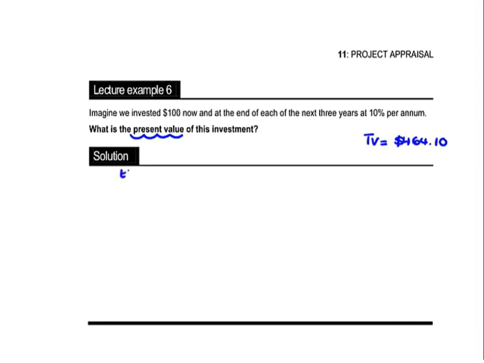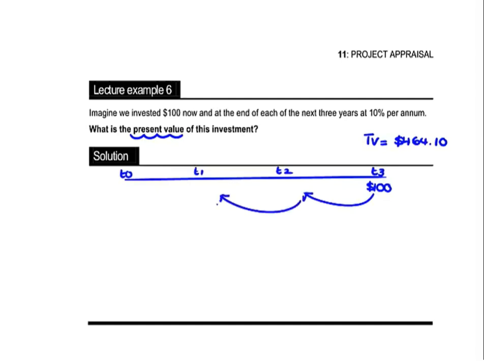But what we're going to think about now then is how much it is actually worth in today's terms. So we're going to be using the same kind of timeline approach, but we want to work out how much it's actually going to be worth today. So we've got $100 that was invested at the end of the third year. We've got $100 which was invested at the end of the second year. We've got $100 which was invested at the end of the first year. And we've got $100 that was invested immediately.